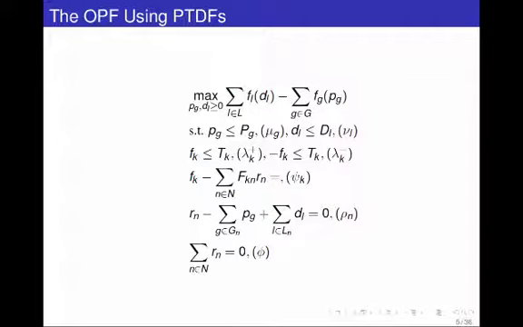For example, in this two-node network, if we have a production of 10 megawatts and a consumption of 3 megawatts, R of 1 would be 7. It can be negative, by the way. If this were 13 megawatts, R of 1 would be minus 3.